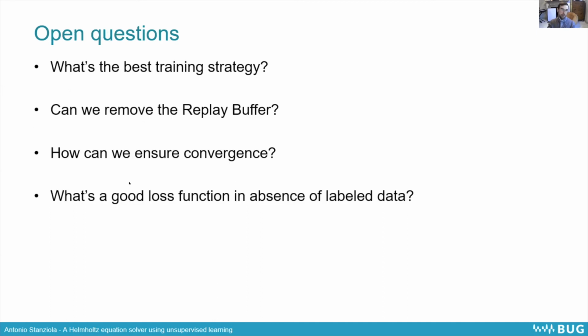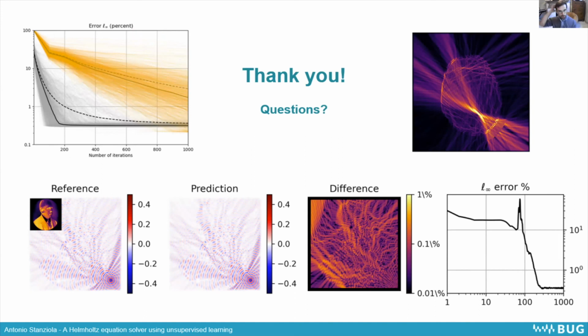Then of course there are still some open questions, like what would be the best training strategy? What kind of examples do we need to show to the neural network to expect it to work well on all the possible cases that we will see in a real application, or whether we can actually remove the plate buffer? How can we be sure that the network converges? What would be a good loss function? We have just used the average of the magnitude of the residual, but there might be different loss functions. And yeah, this basically concludes my presentation.